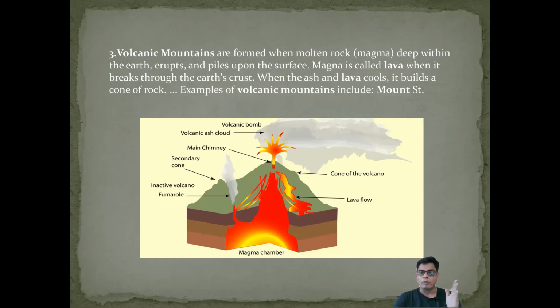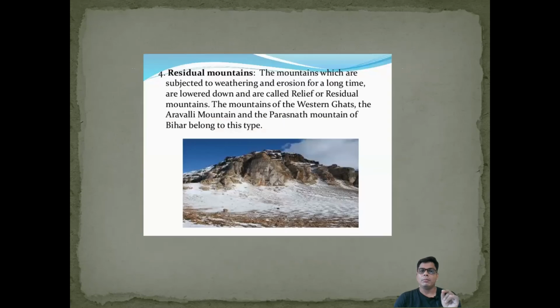So this is all about it. Perhaps you can see in the diagram that this is the magma chamber, and from the magma chamber, if a crack develops, the magma flows all around this area and the mountain develops. Okay, so this is all about the volcanic mountain.